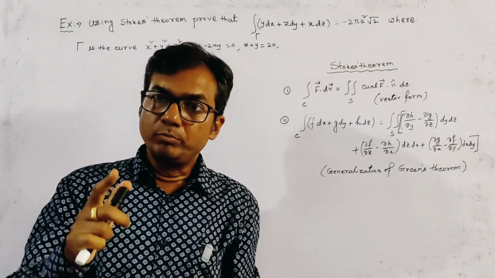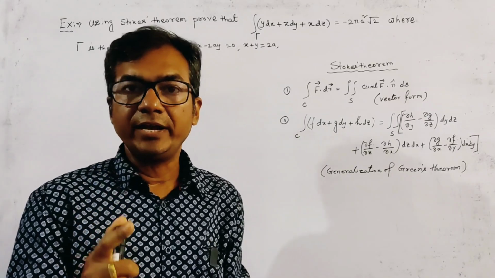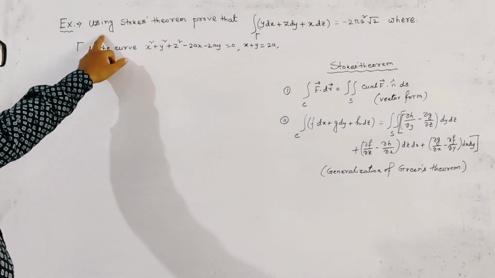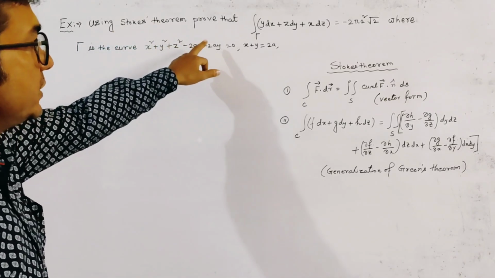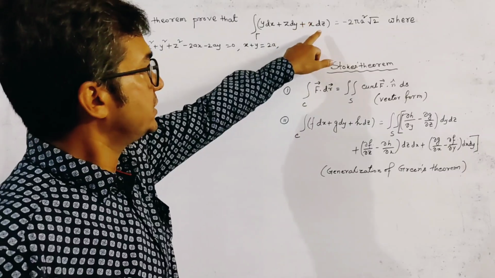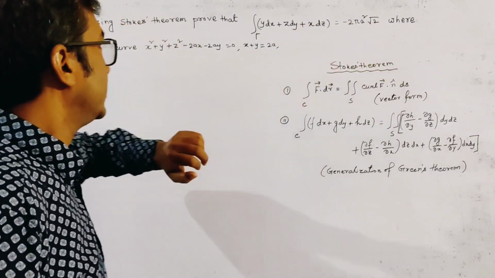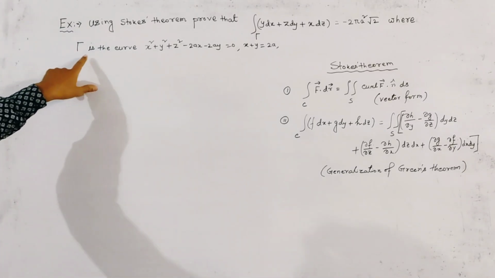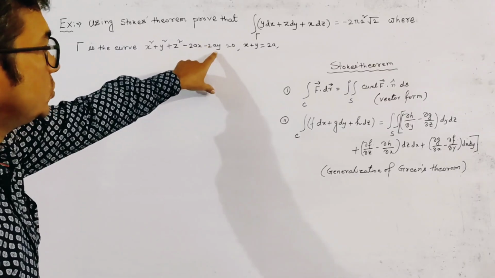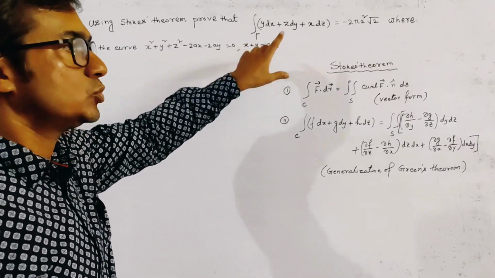This problem is from Stokes theorem, or multivariate calculus. The problem is: using Stokes theorem, prove that the integration over gamma of y dx plus z dy plus x dz is equal to minus 2 pi a square into root 2, where the curve gamma is given by x square plus y square plus z square minus 2ax minus 2ay equal to 0, and the plane is given by x plus y equal to 2a.